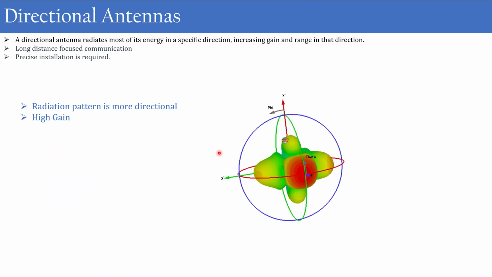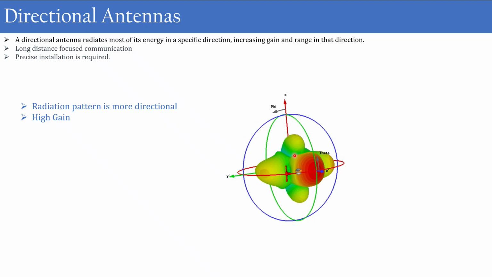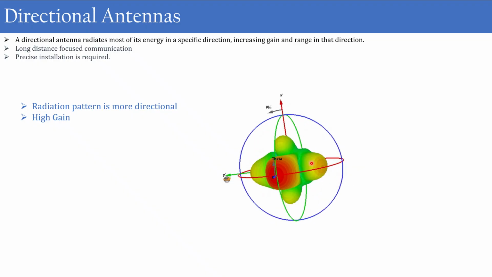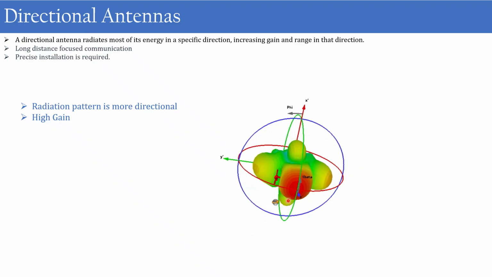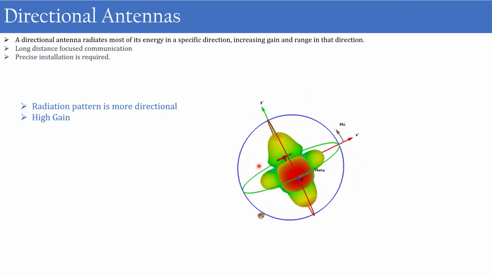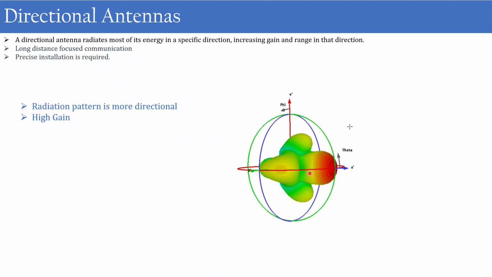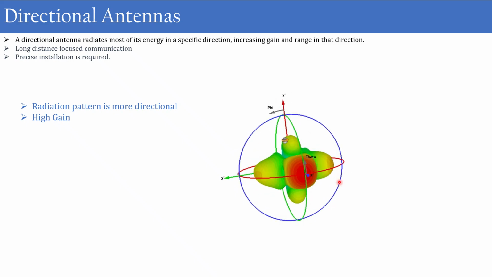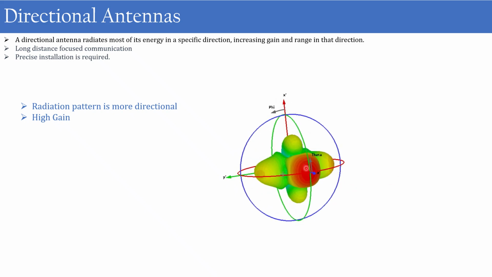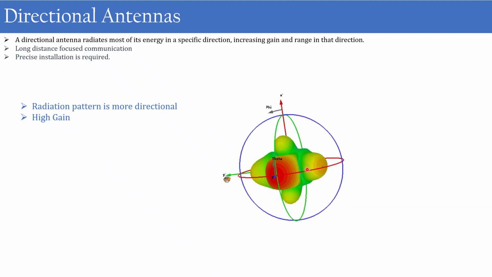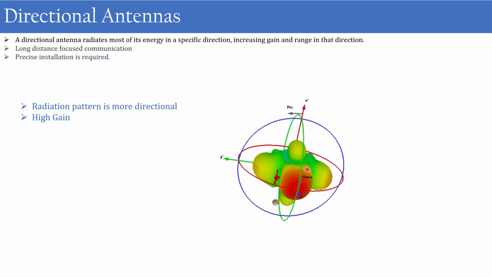In case of a directional antenna, it concentrates most of the energy in a particular direction. You can see that most of the energy is concentrated in this lobe. So when we use directional antennas, we can have more coverage and gain from this lobe. So it is mainly used for long distance communication.